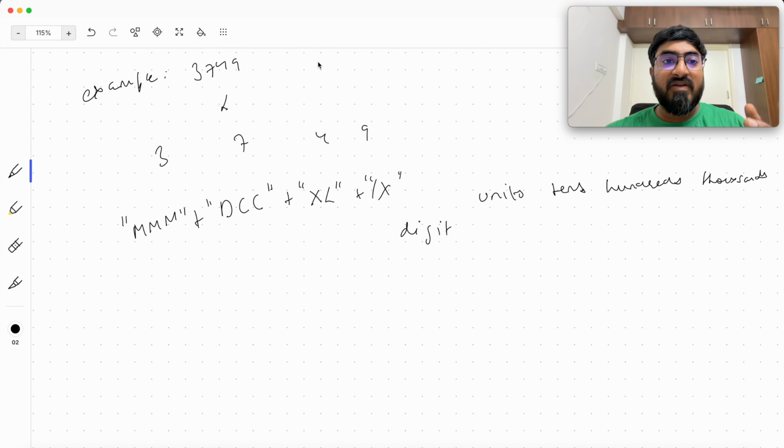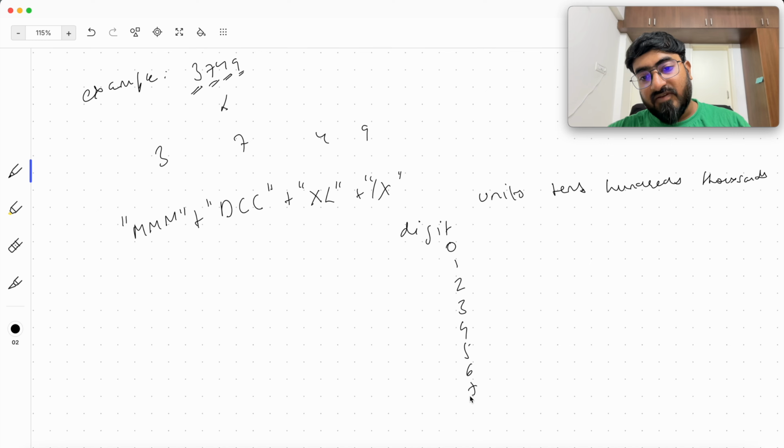Remember when we were young, we were taught that this is the units digit, this is tens, this is hundreds, this is thousands. And for each digit 0, 1, 2, 3, 4, 5, 6, 7, 8, 9: for 0 it is a blank. For 0 there is no symbol.